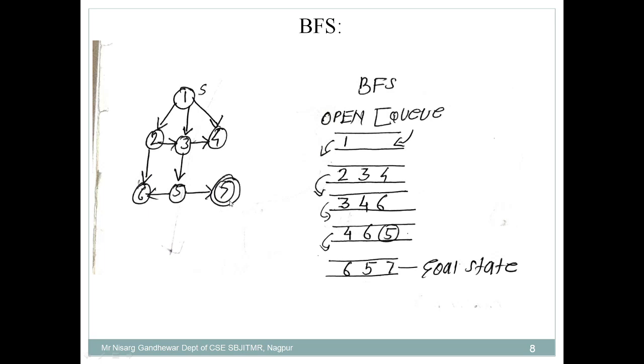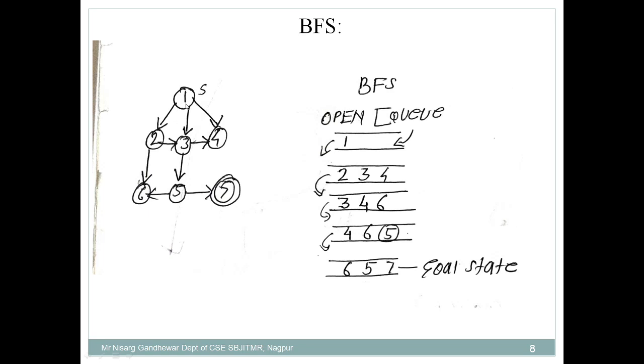Is 5 a goal state? No, but what is the successor of 5? 7. So we have inserted 7 over here, and 7 is our goal state. So in this way we reach the goal state from the initial state, and this is how the breadth first search algorithm works.